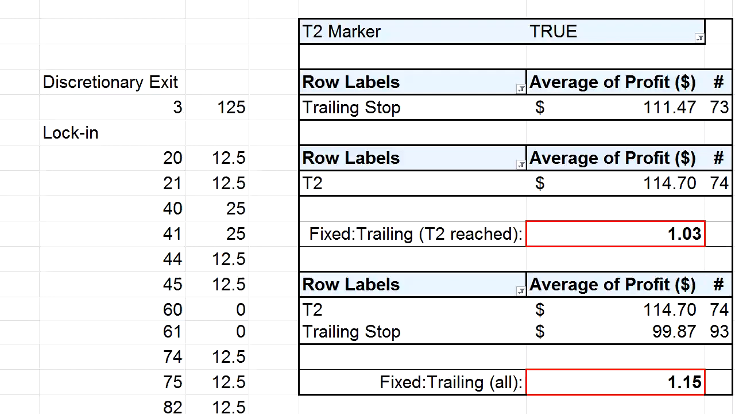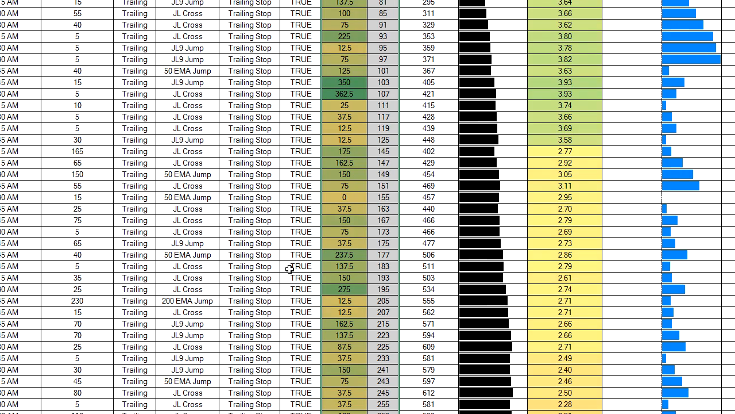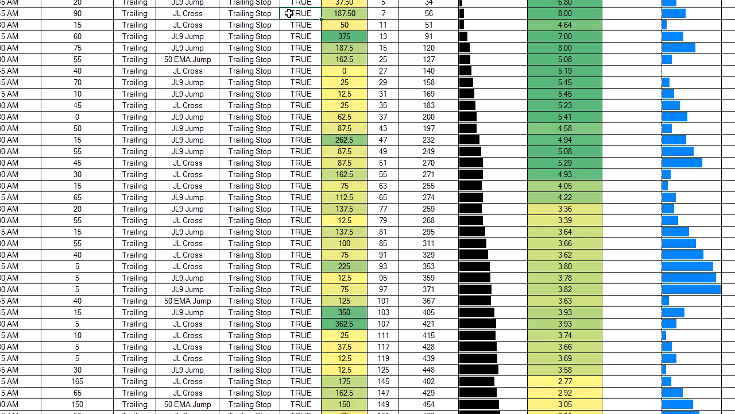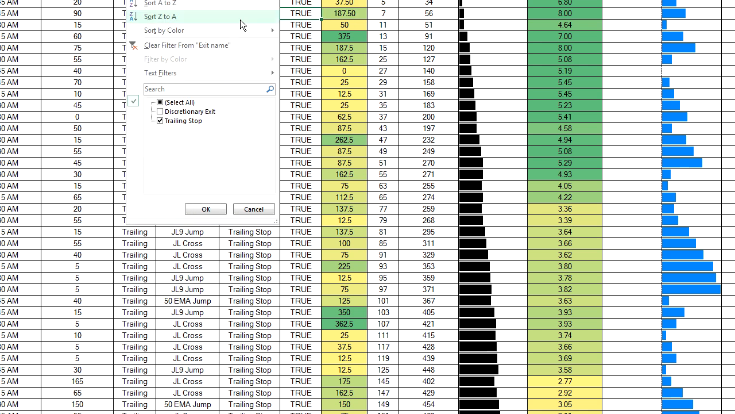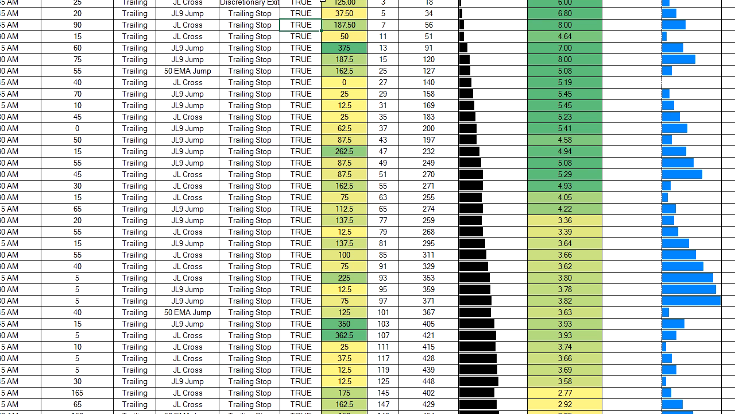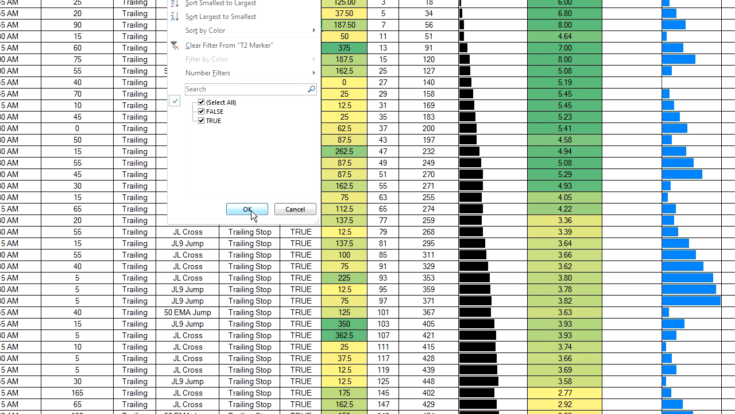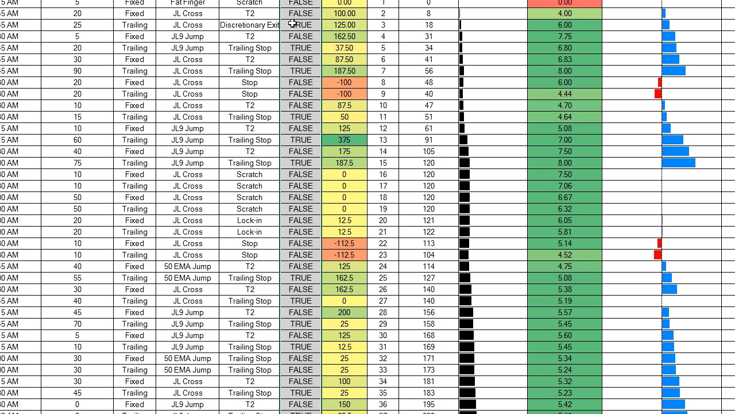If you watch that video, you'll know that I mentioned that I decided the easiest and the quickest was just a quick fix. What I did is I created a T2 marker column. All I did was insert a row between exit name and profit. Do it wherever you want, in fairness.